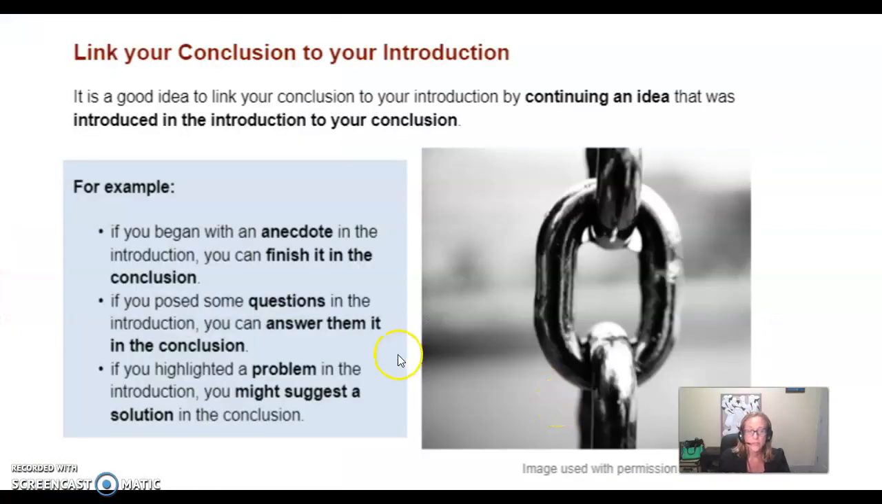So the other thing that you can do for your conclusion is link it to your introduction. So if in your introduction you gave a bit of a story, you could finish the story in your conclusion. If you posed a question in your introduction, you might want to give the answer for that in your conclusion. So remember, it's like a hamburger, right? Top and bottom bun should match and bring everything together.